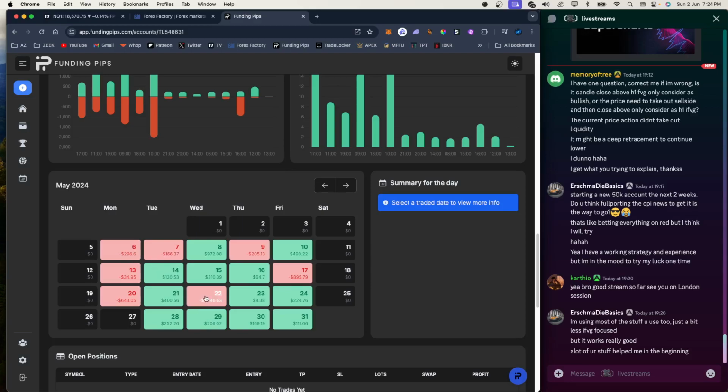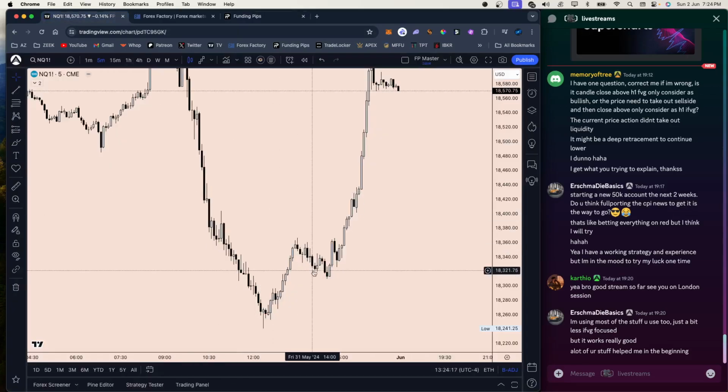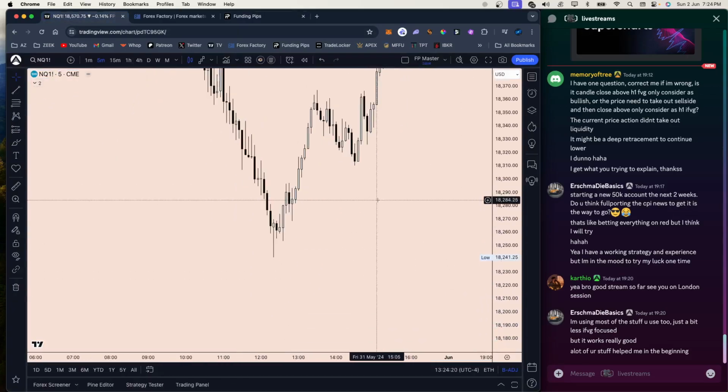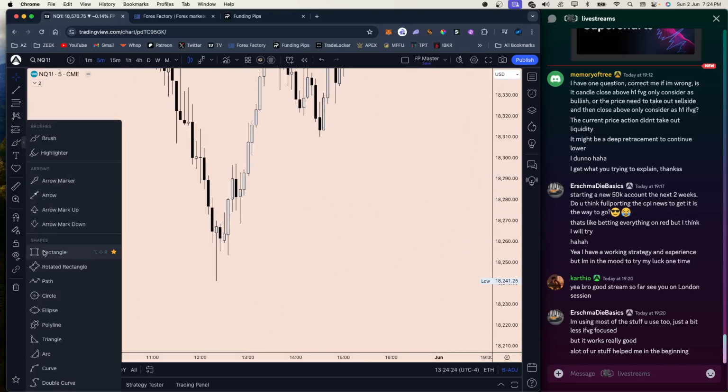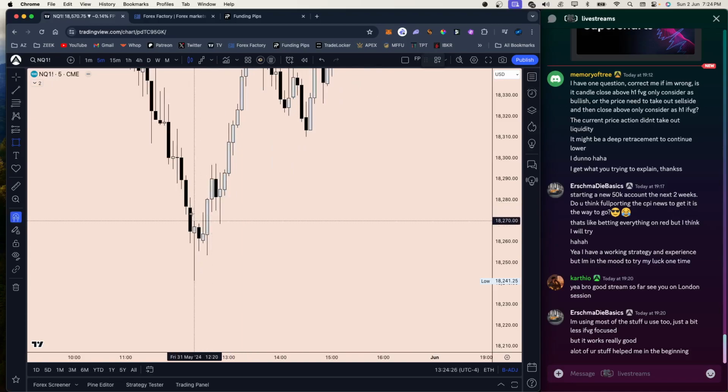And then I fumbled a little bit during the third week. But those PM session setups that I took were all the way down here, also based on inversion fair value gaps. After we hit all the sell side targets that I marked out, I saw the first inversion fair value gap and the second inversion fair value gap.